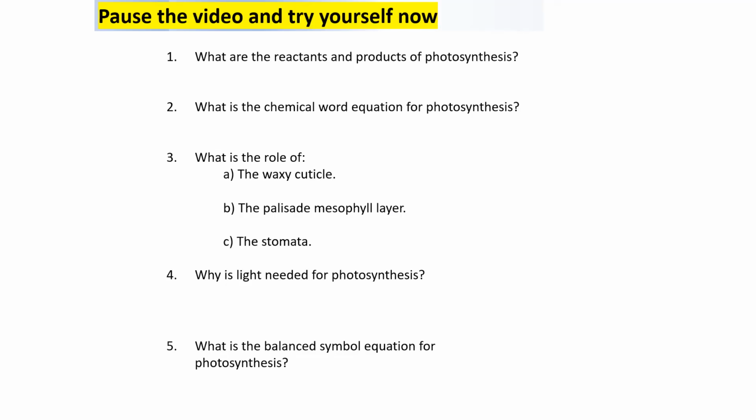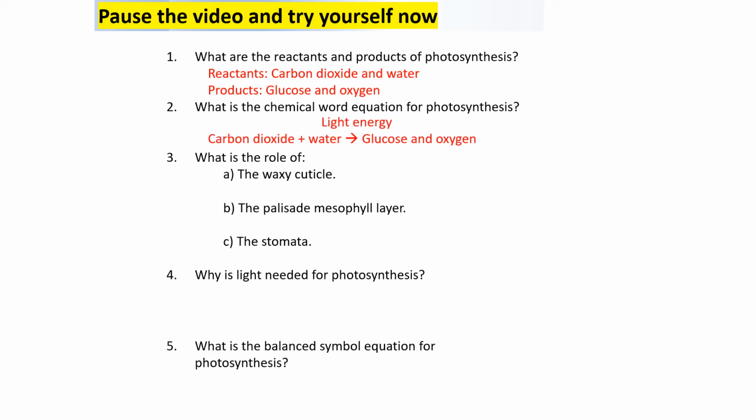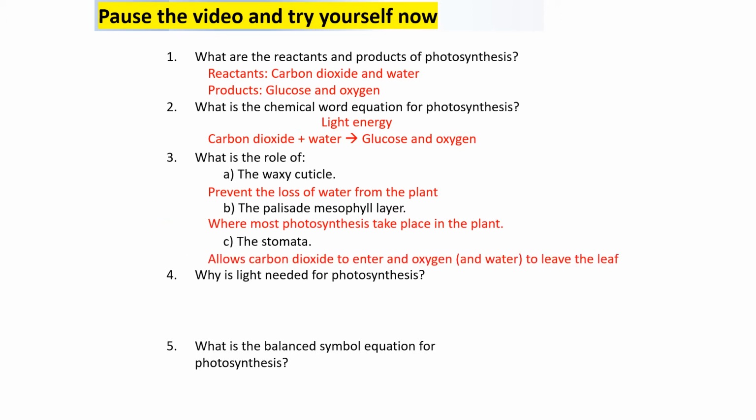Now pause the video and try yourself these questions. The reactants of photosynthesis are carbon dioxide and water, and the products are glucose and oxygen. The chemical word equation is here. The function of waxy cuticle, the palisade mesophyll function, and the stomata.